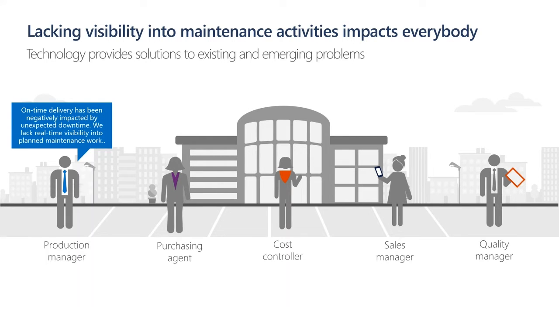For a production manager, unexpected downtime on machines can cause delivery delays, and lacking visibility into planned maintenance makes it hard to coordinate the production schedule around the maintenance schedule so that we're fulfilling orders on time. Purchasing agents need to know about upcoming maintenance so they can order spare parts to be available on time, or else maintenance might be delayed.